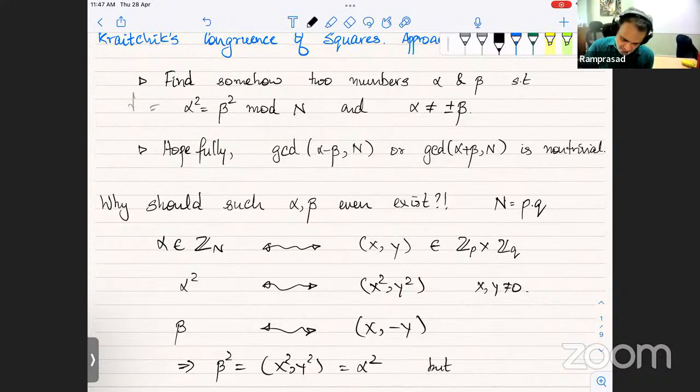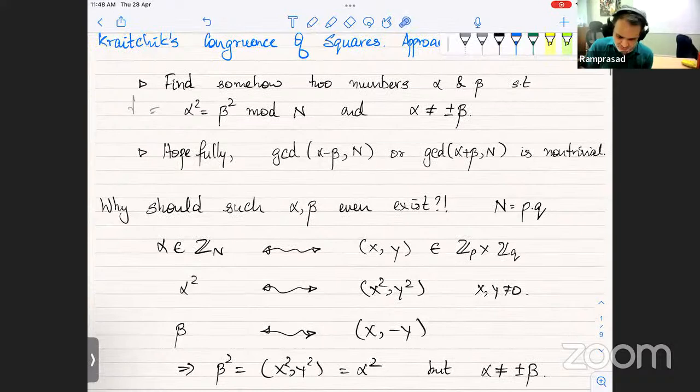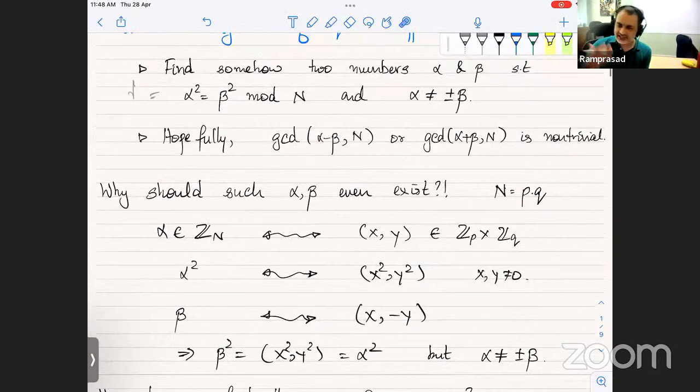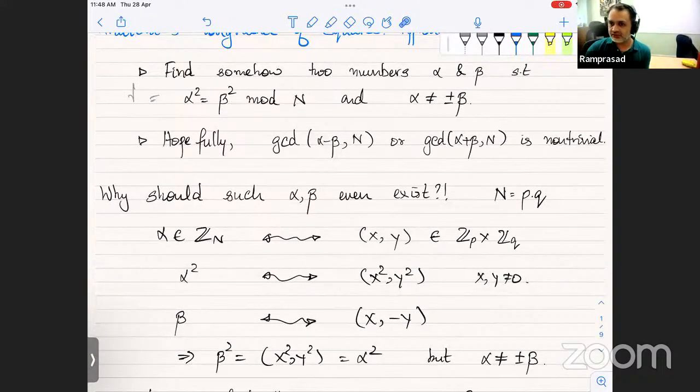But alpha is not equal to plus or minus beta, because at least one of the coordinates will be different. I mean, if it is plus beta, then it differs on the second coordinate. If it's minus beta, then it differs on the first. So once again, this Chinese remaindering is basically going to tell you that because there are multiple components, it may be the case that within each component you have only two square roots, the positive one and the minus one in some sense.